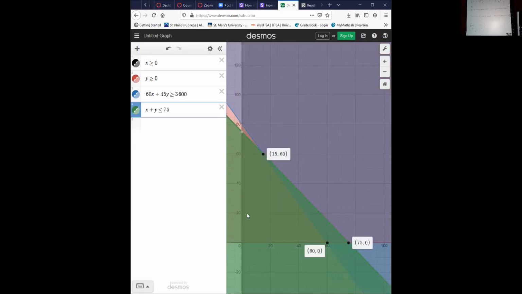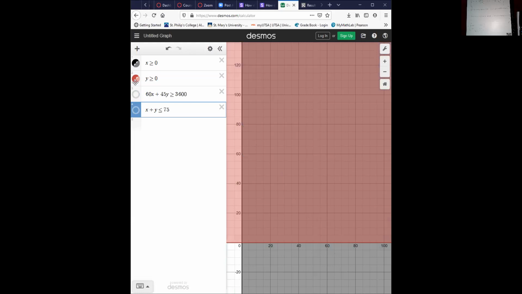There it is. The feasible region is here because this is where all four colors overlap right there. It wasn't clear at first, but if you unhighlight them, you can kind of tell, right? Let's do one by one.